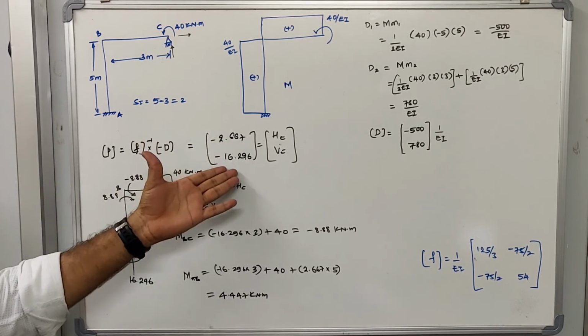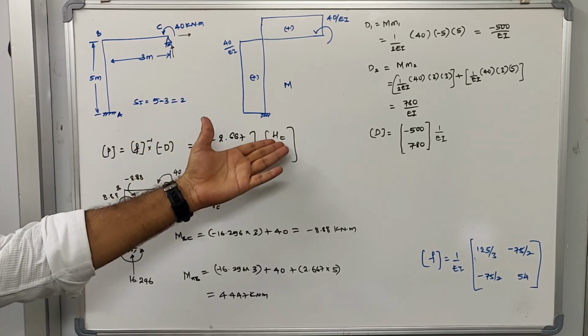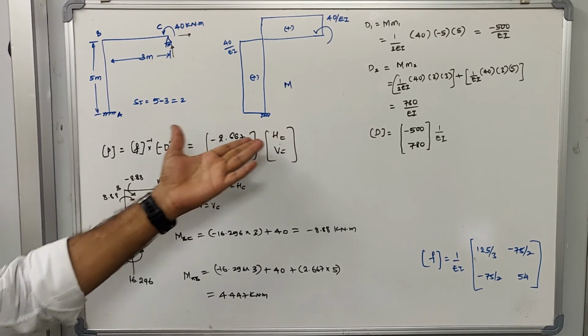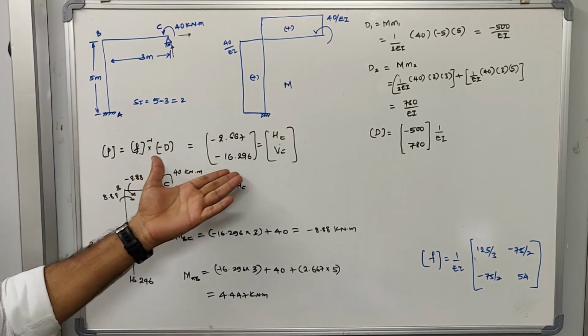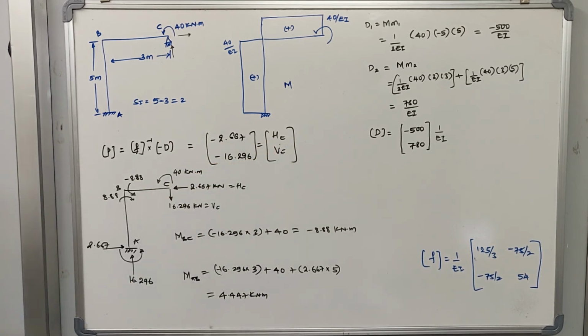So these are the values that I have got. As we know, the first coordinate is the horizontal force, and henceforth the value that we got was the horizontal reaction at C, and similarly the vertical reaction at C. So these are the two reactions which are determined by solving the flexibility matrix.